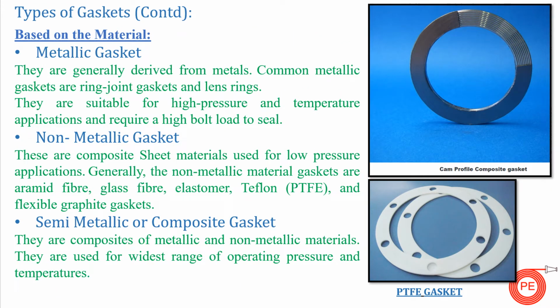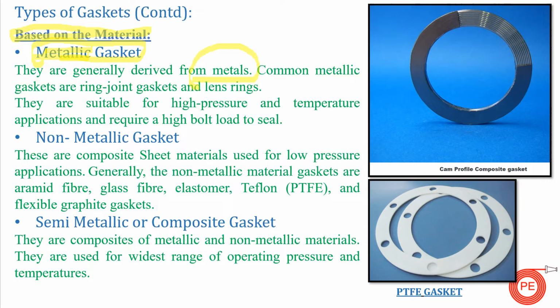What are the different types of gaskets? Based on material, as mentioned in the previous slide, we select different types of gaskets. So first is your metallic gasket. As the name suggests, these types of gaskets contain metal in themselves, or they are generally derived from metals. So as you all know, metals are very hard and they do not deform easily.